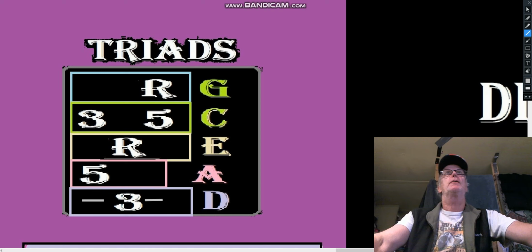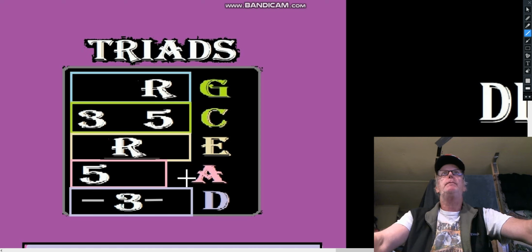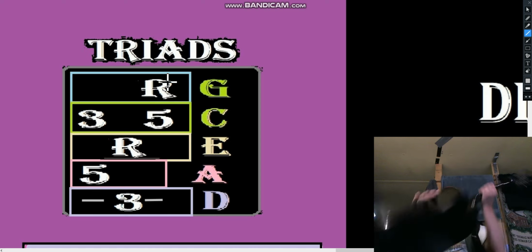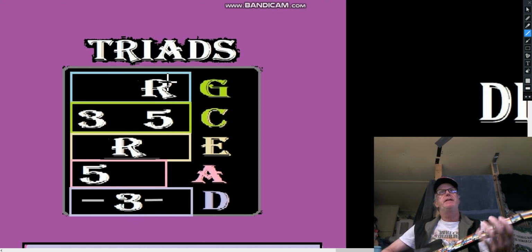Okay, so we're looking at just a count list here for triads. We're going to have 3/5 root, 3/5 root, just going all the way up: 3/5 root, 3/5 root. These are kind of one of my unfamiliar ones.